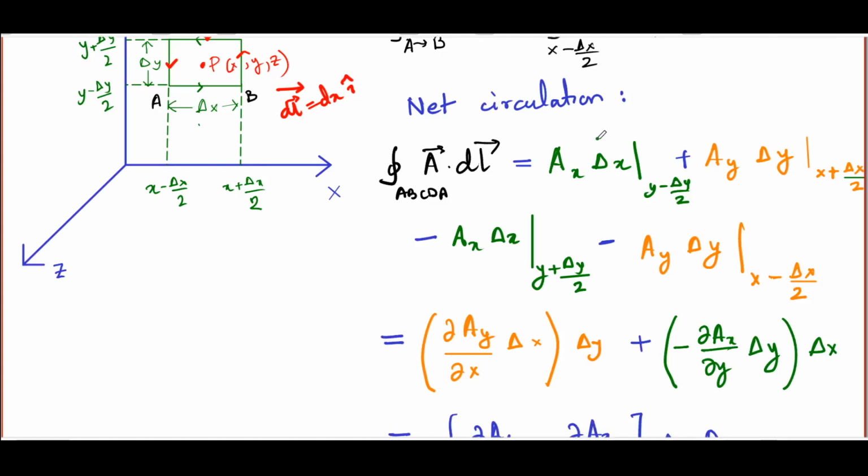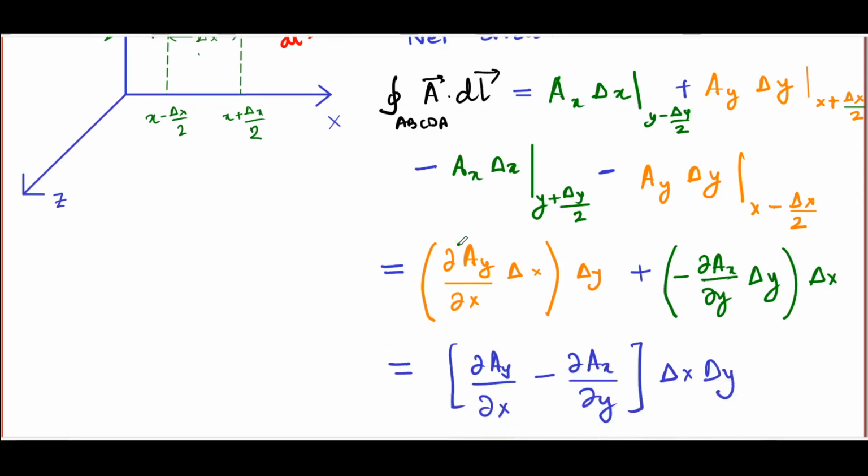Now, from the other two terms, the terms in green, you end up with this minus del ax del y times delta x. The minus sign comes from the fact that here, at a larger value of y, you have a negative term. So when you combine them together, you get del ay del x from here, minus del ax del y from here, times delta x delta y. Of course, both of these derivatives are actually evaluated at the point P.